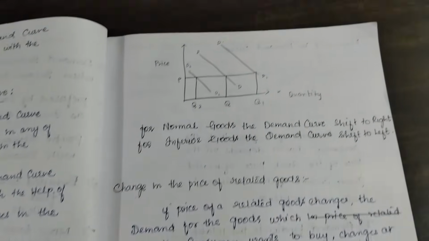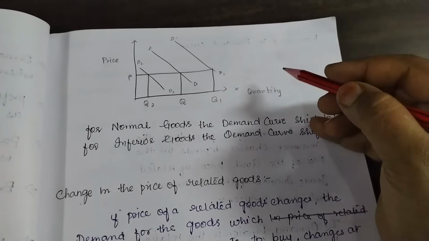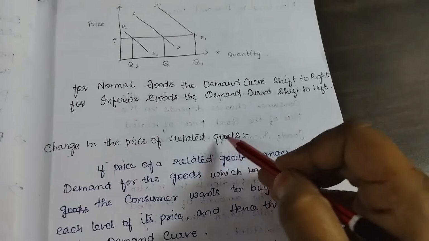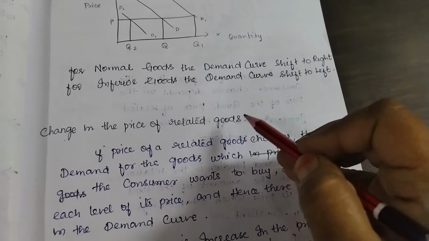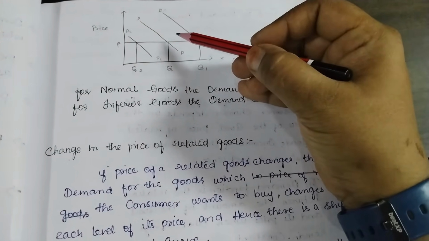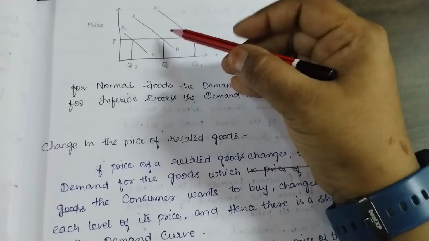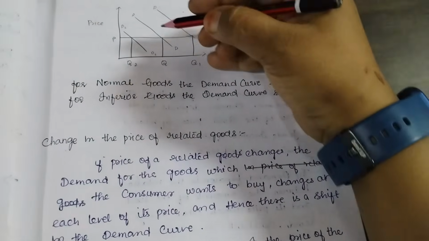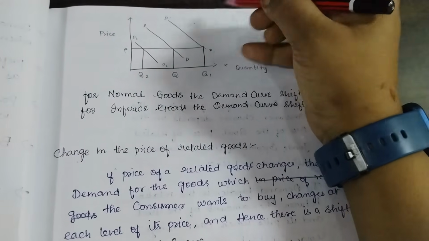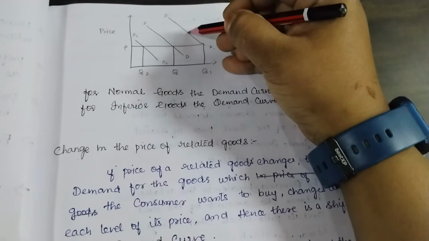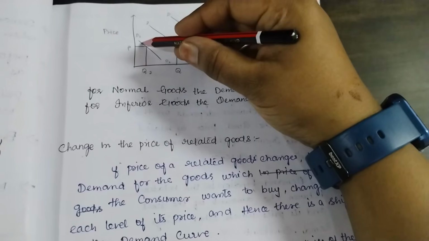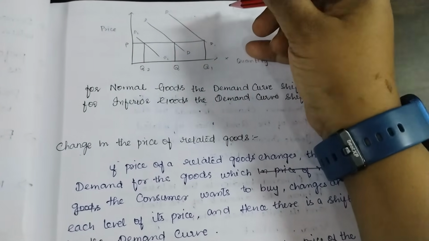And there is another reason why there can be a shift in the demand curve, that is due to the price of related goods, that is, due to the price of substitute and complementary goods. For example, this is the demand for tea. The coffee price increased, so the demand for tea will increase from D to D1, and the demand for coffee will decrease from D to D2.